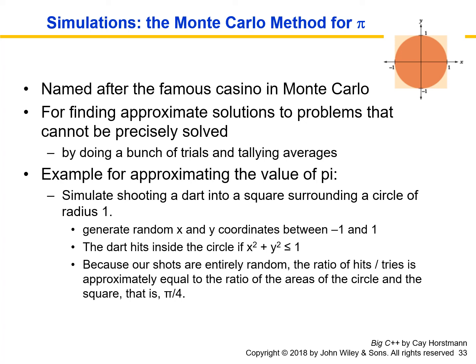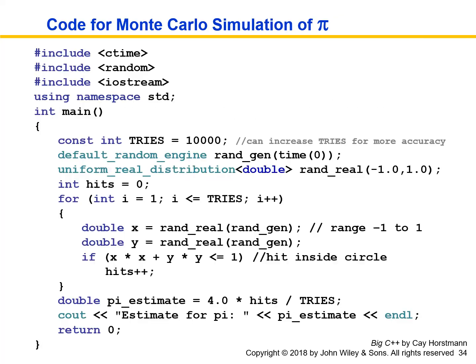Because our shots are entirely random, the ratio of hits to tries is about equal to the ratio of the circle and the square. The area of the circle divided by the area of the square should be pi over 4. Therefore, our estimate for pi is 4 times the number of hits divided by the number of tries.